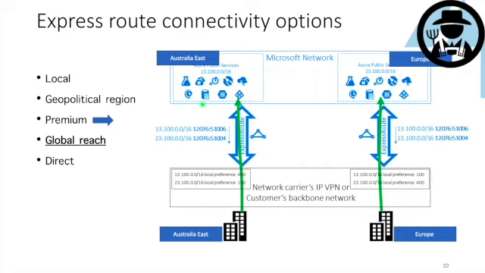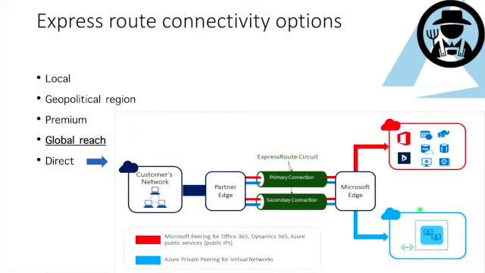Then we talk about the Premium. Premium lets you connect across any region available on the Microsoft network. So you may have one set up in Australia East, and then you have one ExpressRoute set up in your Europe office. For that, you need a Premium connection, Premium ExpressRoute connectivity. We're going to deep dive into Global Reach, so for the time being, I'm going to skip it. Right? But let's talk about Direct.